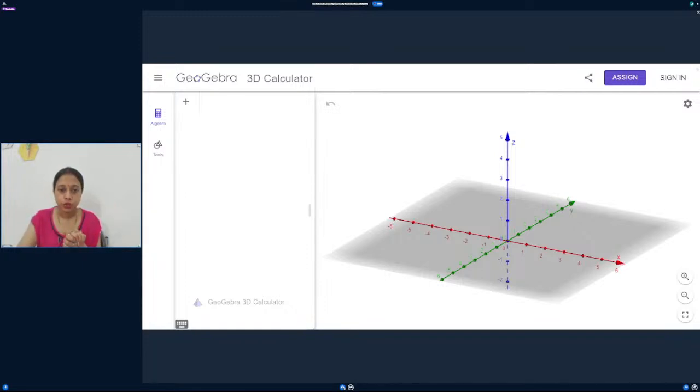All right. So let me draw a plane over here. Okay. So I know the equation. Now I just have to type the equation.